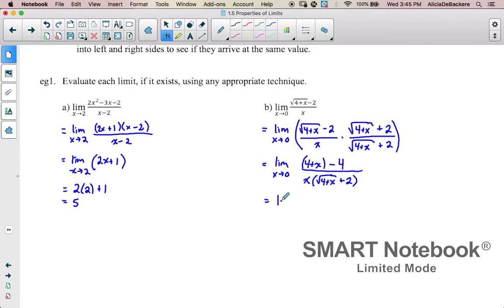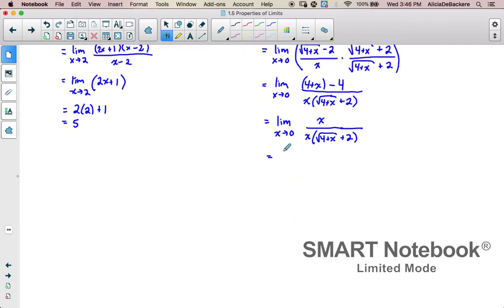And this is where the magic happens, right? If the magic doesn't happen, something's probably gone wrong. We've got 4 minus 4. All of these questions are kind of set up for you so that the magic will happen, right? So what I've got here is x in the numerator and then x times the bracket in the denominator. And then I can cancel away because I've got a multiplication.